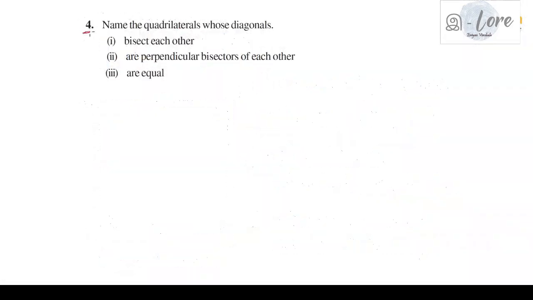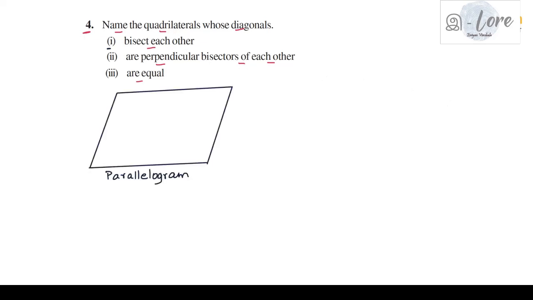In question 4, we have to name the quadrilaterals whose diagonals bisect each other, are perpendicular bisectors of each other, and are equal. So let's start with the first part, the quadrilaterals in which the diagonals bisect each other. So what are those quadrilaterals? Well, those quadrilaterals are parallelograms, because we know that whenever in a quadrilateral the diagonals bisect each other, the quadrilateral must be a parallelogram, because the diagonals in a parallelogram bisect each other.